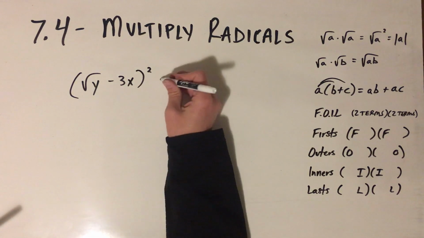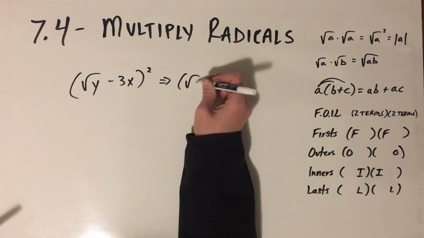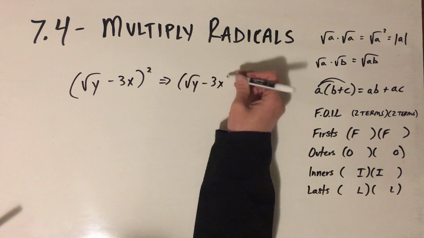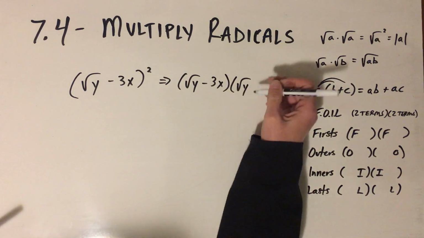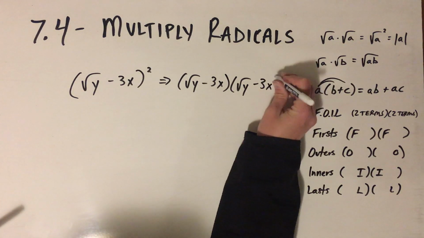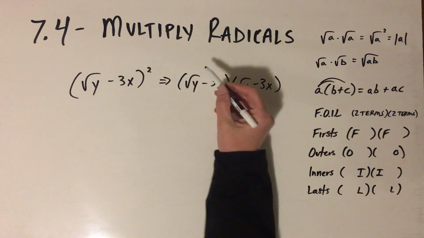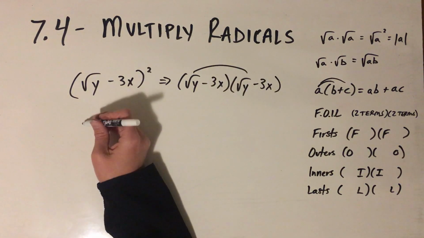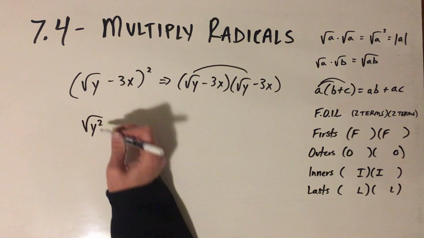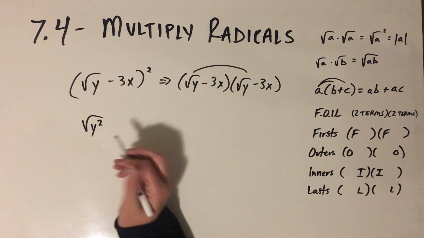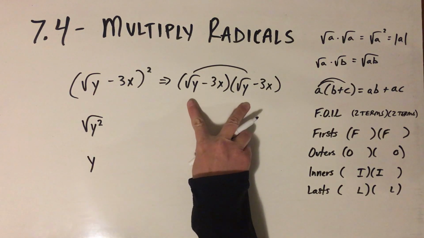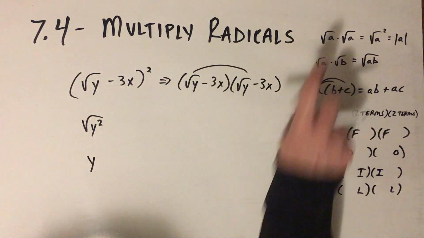And I want to square this. Well, again, this just means that I have these terms twice. Hopefully this repetition is good, and seeing all the different possibilities is helpful too. So remember, the square root of y times the square root of y is the square root of y squared. But the square root of y squared is just y. Okay, going back to using this rule right here.